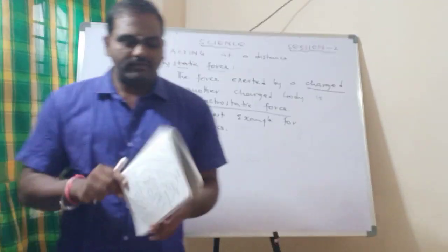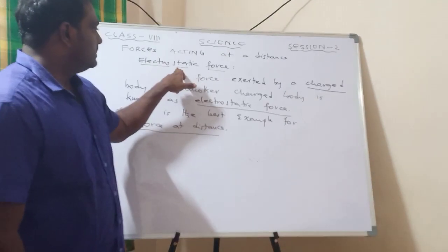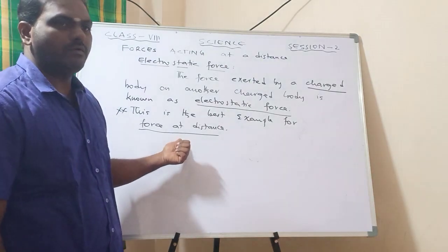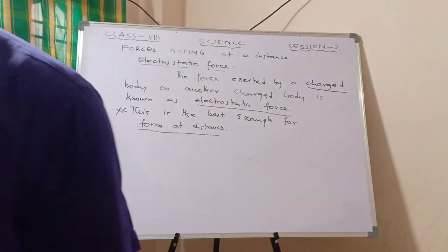So what you observe from this is the electrostatic force. This is the definition, and this is one of the 4 best examples of force at a distance. Okay.